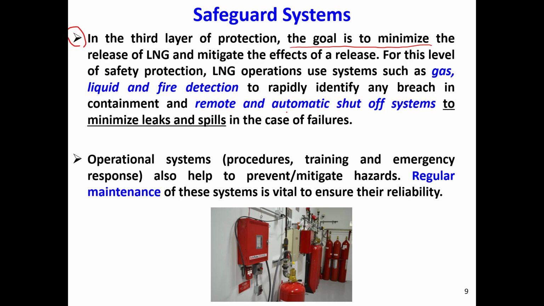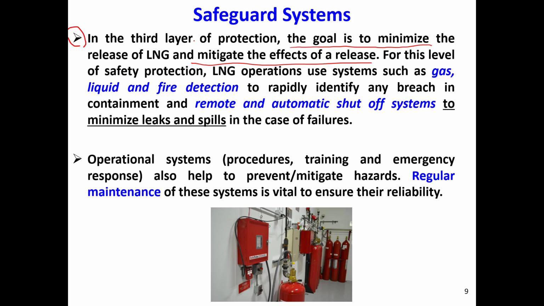In the third layer, in case there is a spill or leakage, how do we minimize this leakage or spill, and how do we make sure it doesn't damage the communities around, or how do we stop it? So this is the third layer. The goal is to minimize the release of LNG and mitigate the effect of the release.